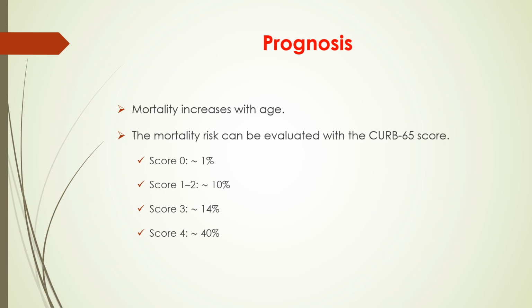What is the prognosis of these infections? The mortality increases with age, and we have a specific score that allows us to evaluate the risk of mortality. That's the CURB-65 score. If we have a score of 0, we have 1% risk of mortality. The score between 1 and 2, 10% risk of mortality. Score 3, 40% risk of mortality. And score 4, 40% risk of mortality.